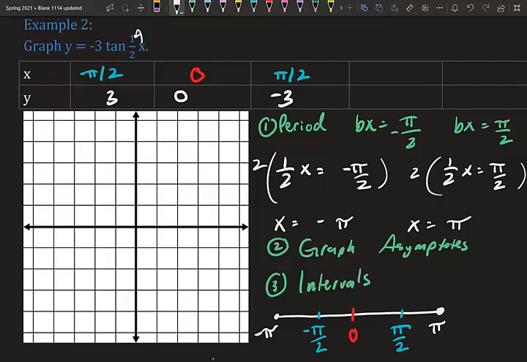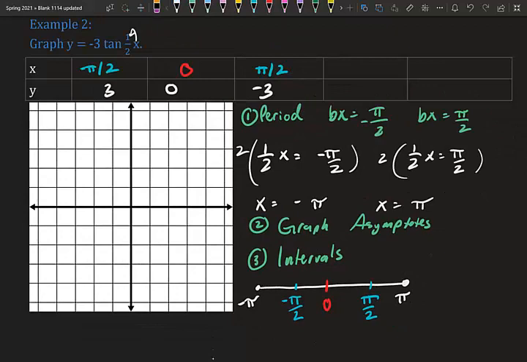Now we can go ahead and graph our asymptotes because we have our intervals and all the numbers that we need to graph everything. Alright, so we have 0, then we have pi over 2, and then we have pi. On the opposite side, we have the same exact thing. We have negative pi over 2 and negative pi. Now we can graph our asymptotes. I'm going to graph our asymptotes in bright pink. We have negative pi, and then we have pi.